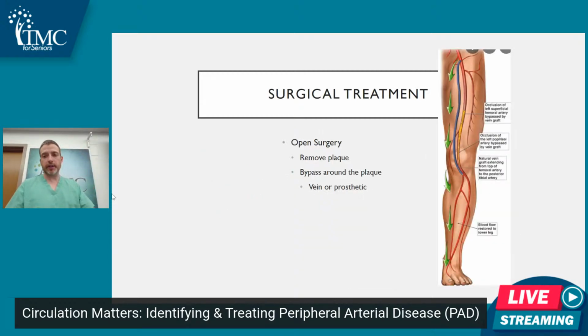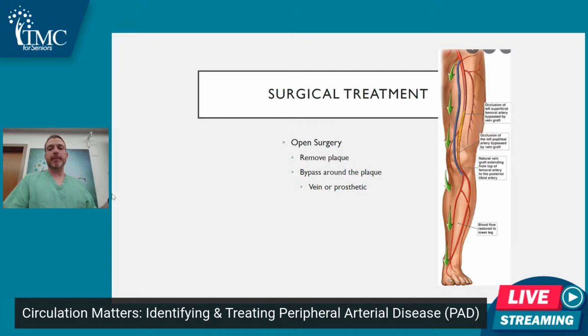Other treatment options are things like open surgery. So we're essentially just fancy plumbers on blood vessels in the human. So you can physically open up the pipe, scoop out the blockage, and then sew it back together, or you can sew a bypass around it. Those are kind of the main different ways of open surgically treating these blockages.